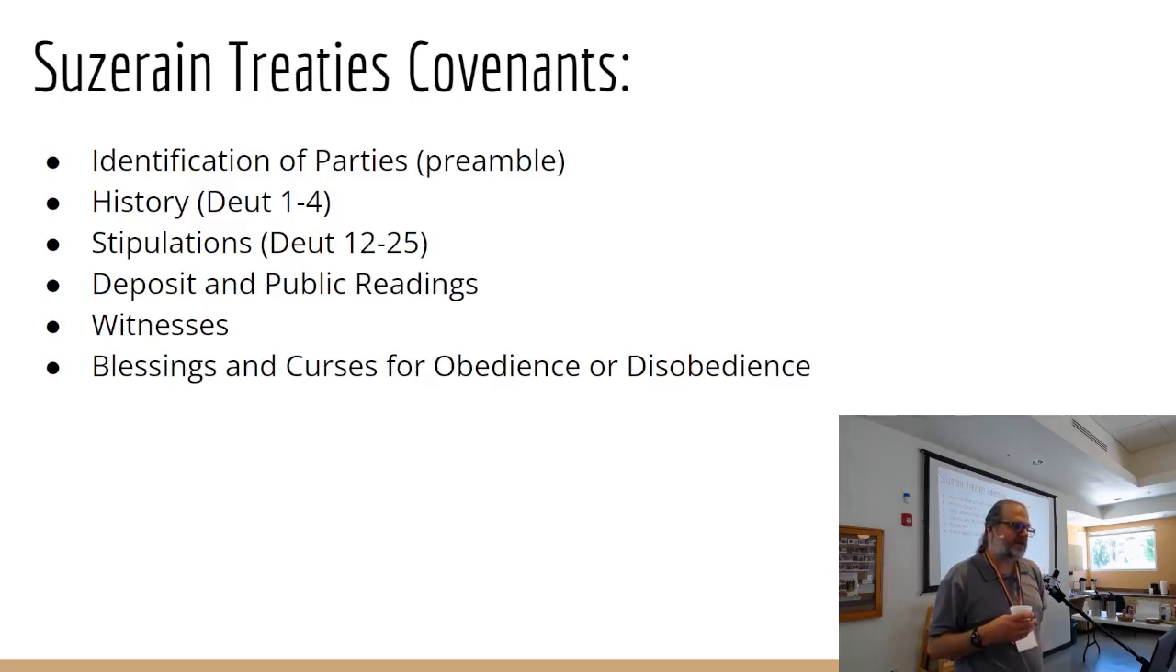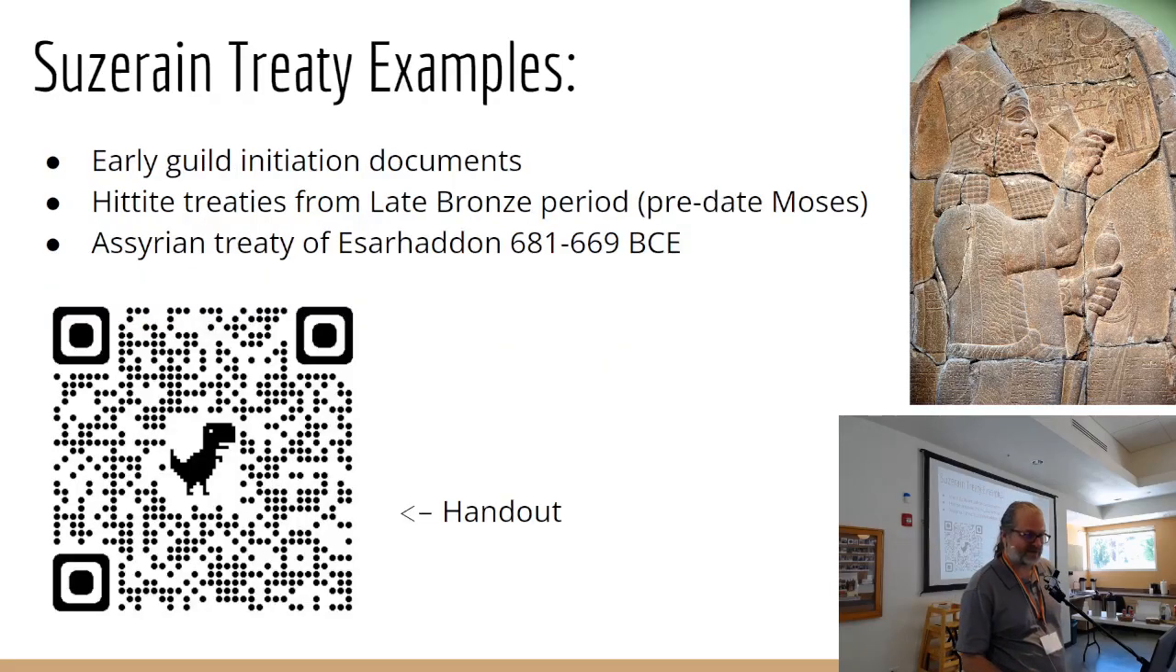And then, to make sure you keep the rules, we will deposit this covenant, and we will periodically bring it out and read it so that you'll be reminded. There will be witnesses to the covenant, often gods or sometimes other kings or rulers, and there are blessings and cursings for obedience or disobedience. If you disobey, you will be punished. If you obey, you will be blessed. It's very transactional. We'll discuss the transactional nature in a bit.